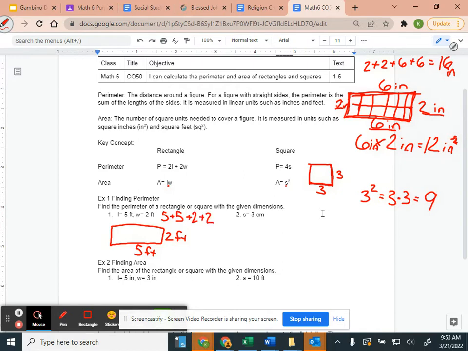So Mia knew that she had to add up, even though we're only given 2 lengths, we had to fill in the other lengths on the missing parts. She knows that 5 plus 5 is 10, 2 plus 2 is 4, so 10 plus 4 gives us 14 feet.